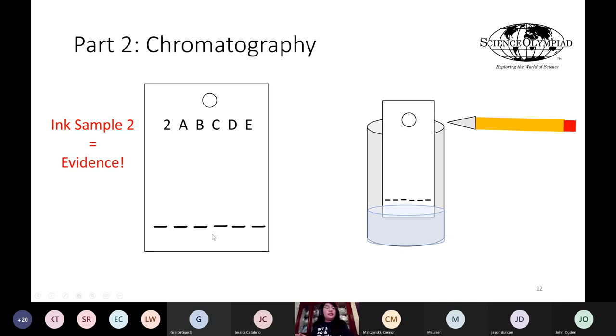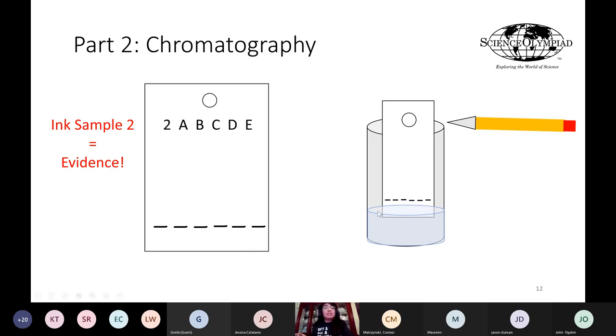There are five different ink samples on a chromatography paper, with the number two column being the ink sample found at the crime scene. And this ink sample will be matched to one of the other five ink samples denoted A through E. There will be a hole punched at the top of the chromatography paper, and the objective is to place a pencil through the hole and then balance that pencil at the top of a cup so that the chromatography paper hits the rubbing alcohol solution within the cup.